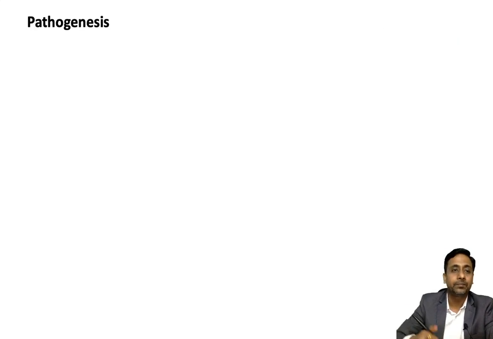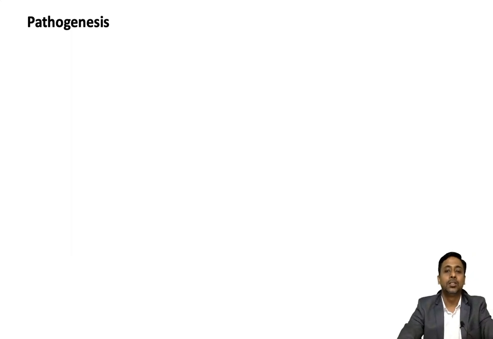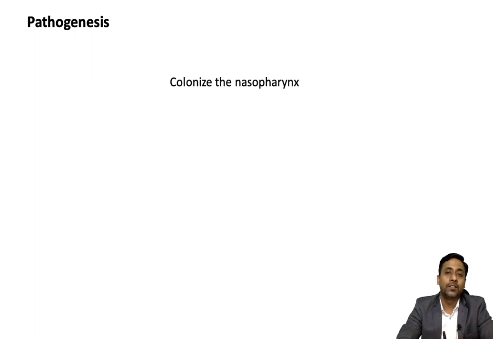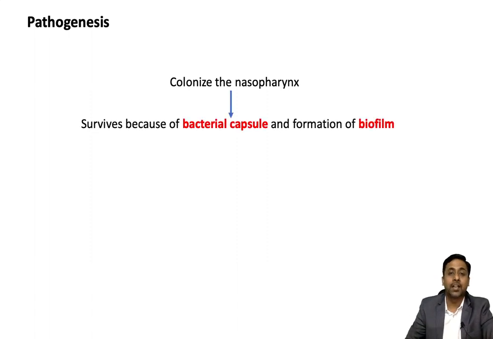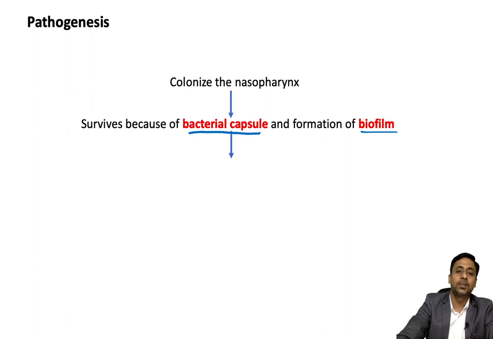Okay, now the pathogenesis. Firstly, as I said, the respiratory tract of a carrier is the source of infection, through transmission by droplets. So it will initially colonize the nasopharynx. Okay, and then it will survive there because of the bacterial capsule and by formation of biofilm, and then it spreads.